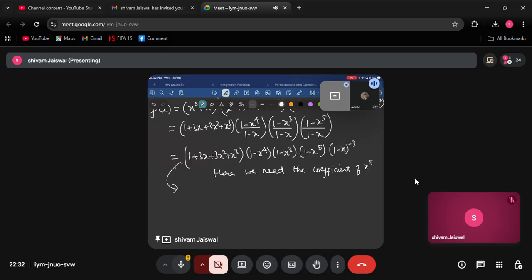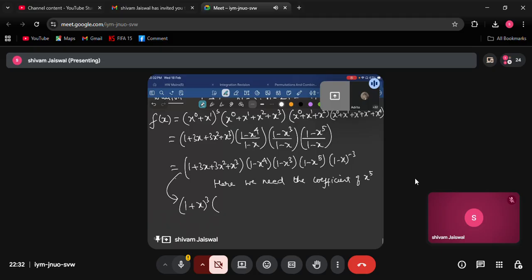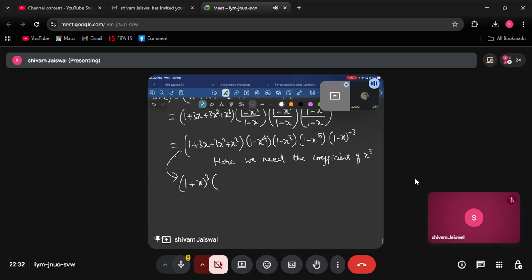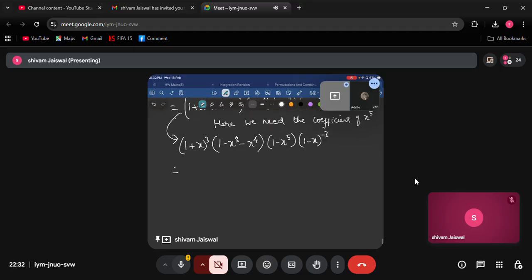So this will give us (1 plus x) whole cube multiplied by (1 minus x) to the power 4 into (1 minus x cube). Okay, we don't need powers more than 5. So it will be 1 minus x to the power 3 minus x to the power 4 plus x to the power 7. We don't need it, so eliminate. Multiply by (1 minus x) to the power 5 into (1 minus x) whole to the power minus 3. Next, again let us multiply these two.